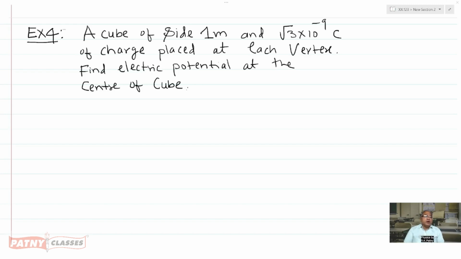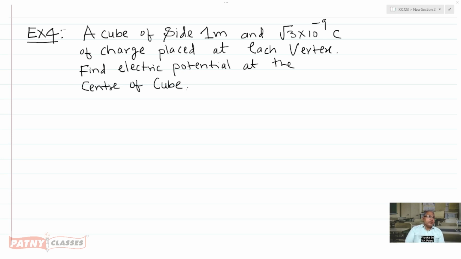Now example 4: a cube of side 1 meter and root 3 into 10 raised to minus 9 coulomb of charge placed at each vertex. Find the electric potential at the center of the cube. It is a little bit different compared to the earlier three problems. Here we have the cube, and at every vertex of the cube, a charge of root 3 into 10 raised to minus 9 coulombs is placed. We need to find the electric potential at the center of the cube. It seems to be tough. Let's see whether it is really tough or can be done in a very easy way.